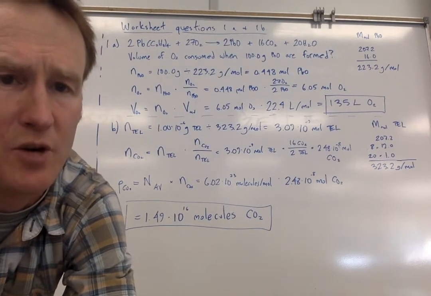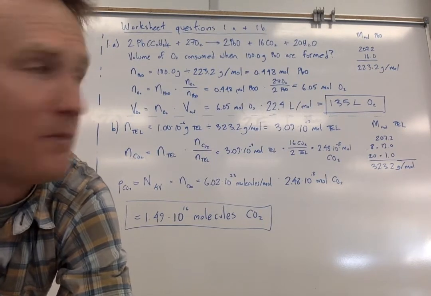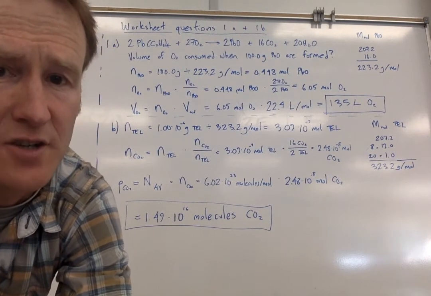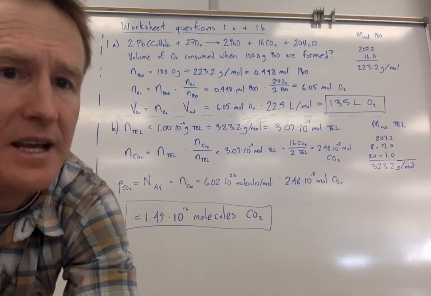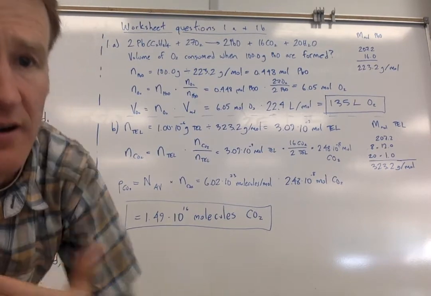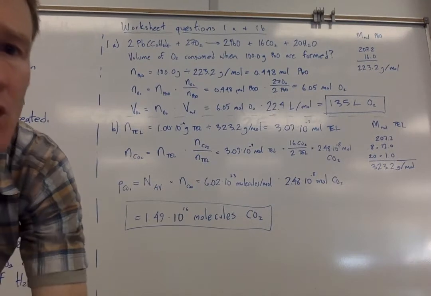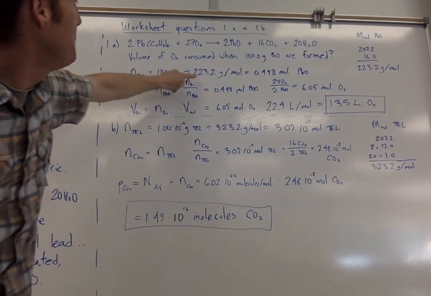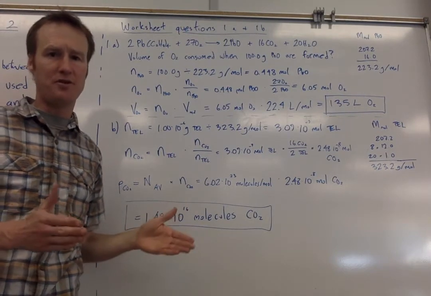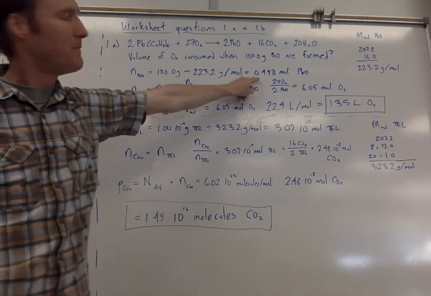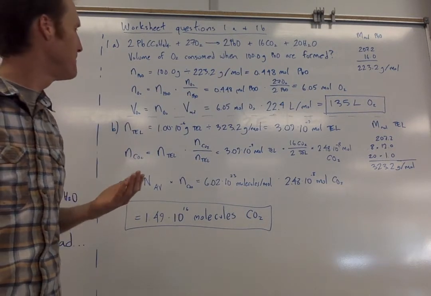Here's where you want to go to your periodic table. Molar mass of lead, 207.2 grams per mole. Molar mass of oxygen, 16 grams per mole. And there's one of each of those atoms in a formula unit. So our molar mass is 223.2 grams per mole. We take that molar mass, and it becomes the denominator in a fraction. 100 grams divided by 223.2 grams per mole gives us 0.448 moles of lead 2 oxide.